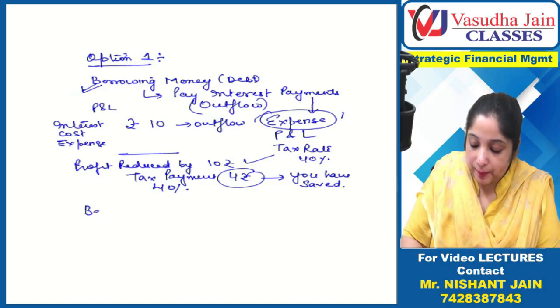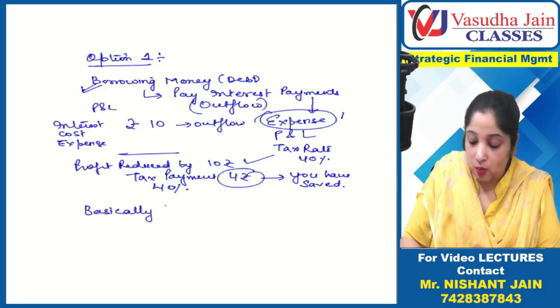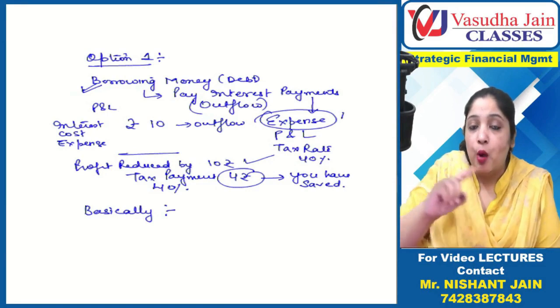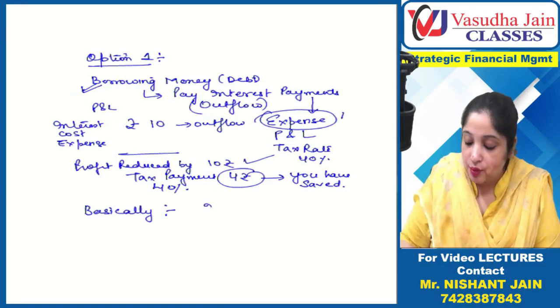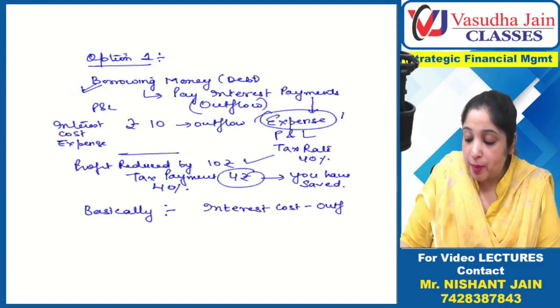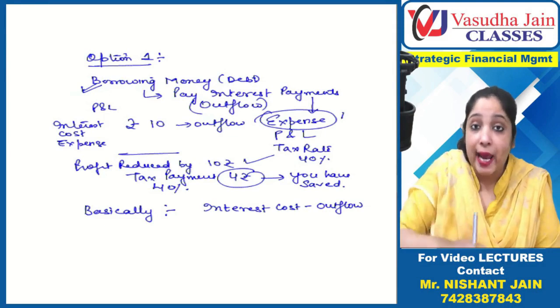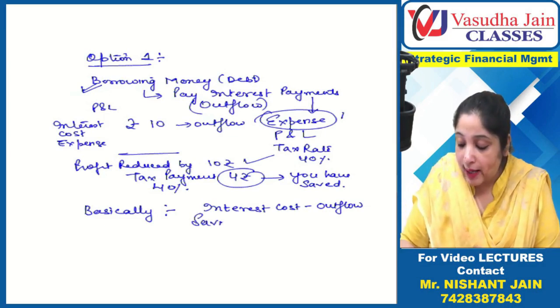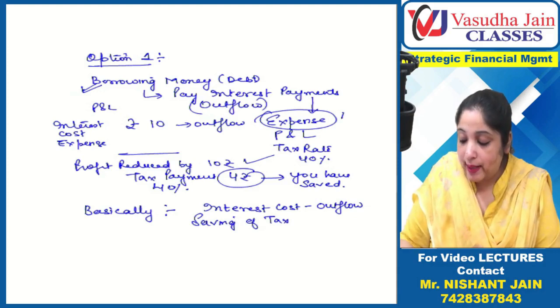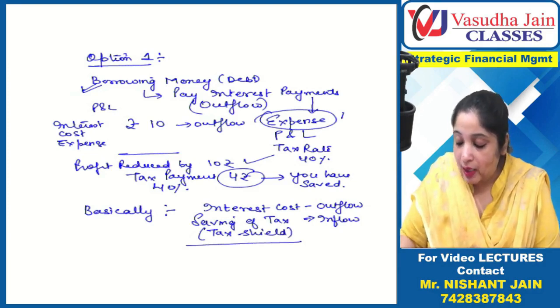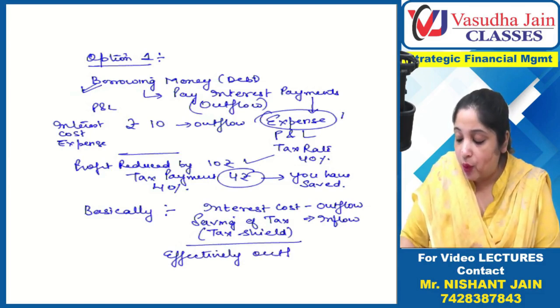So basically, if you observe now, your outflow is the interest cost. So interest cost is an outflow. But because of interest, you save tax, and saving of tax payment is an inflow. You have saved, we will call this a tax shield. So effectively your outflow will be less.